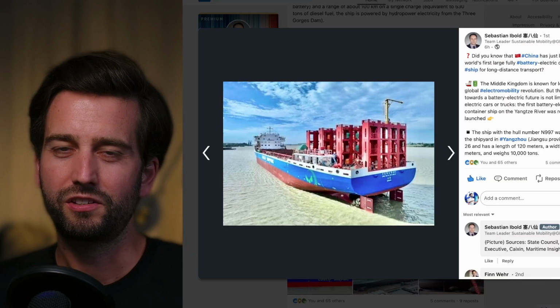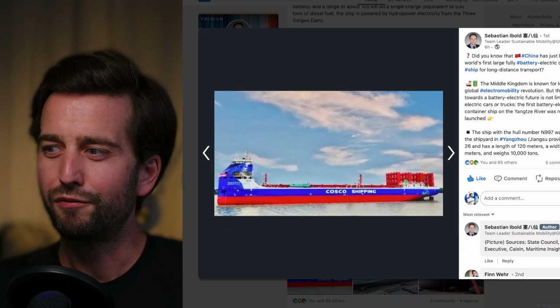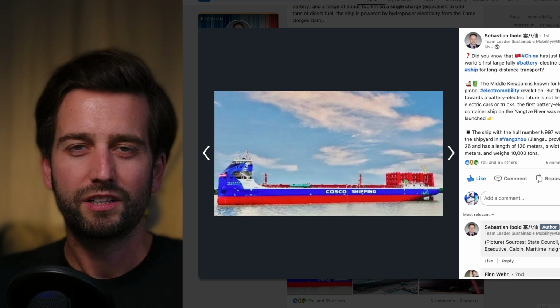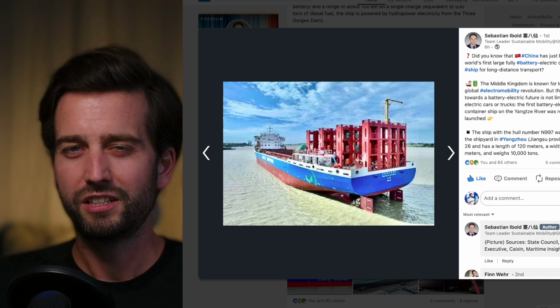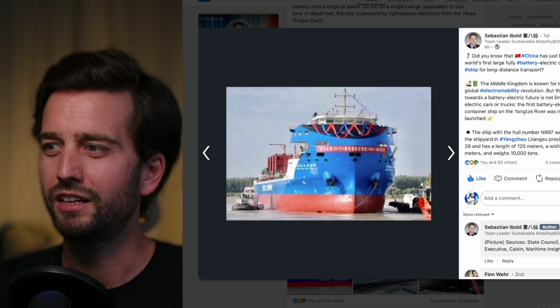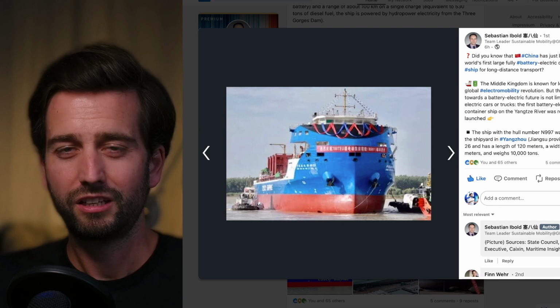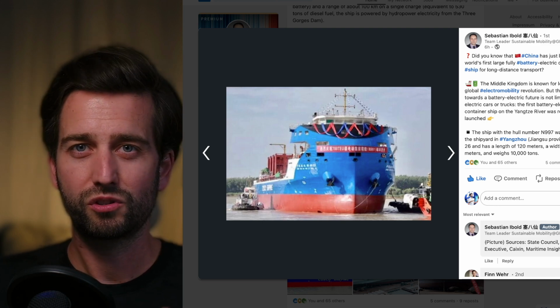So apparently these are some pictures of the ship, and I think, again, it is not surprising that this is happening in China first. In my point of view, it's kind of a crazy idea, but I love that this is happening and China is going ahead and actually doing stuff instead of just talking about it.